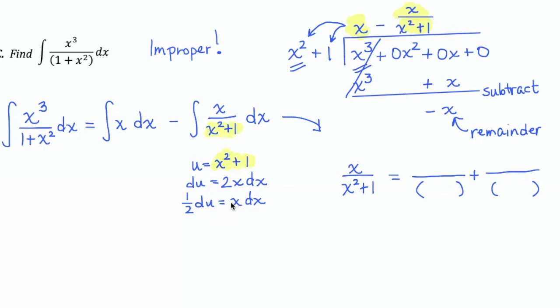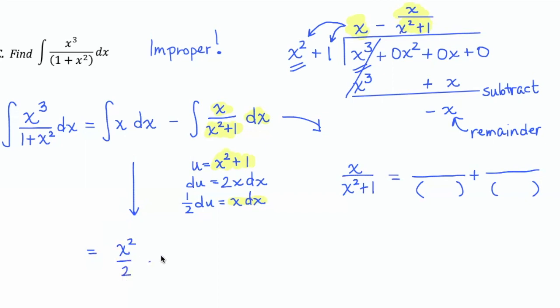And then the x dx also shows up in the original integral. So therefore, u substitution is going to take care of this one just fine. So we don't, in fact, need to do a partial fraction decomposition here. I'm going to go ahead and just carry down the first integral. When you integrate x, it becomes x squared over 2.